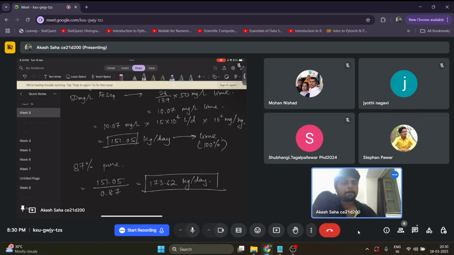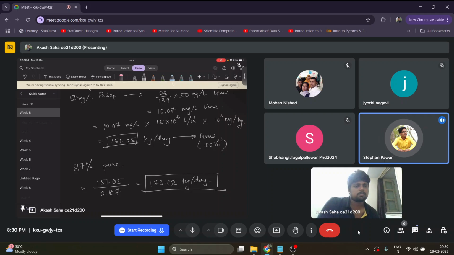Sir, can we solve it in a different way? Yeah, you can also solve it in terms of ferrous sulfate. We have to form a formula and incorporate how much lime is required for each milligram per liter of ferrous sulfate. Sir, I have another approach: take the ratio of molar mass, 56 divided by 278 for ferrous sulfate.